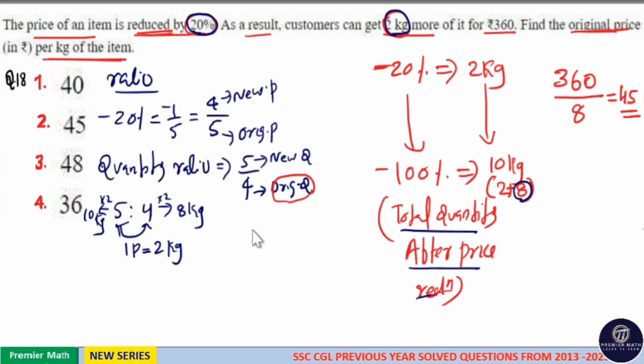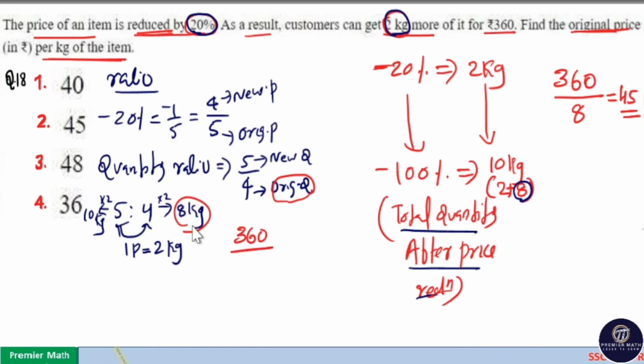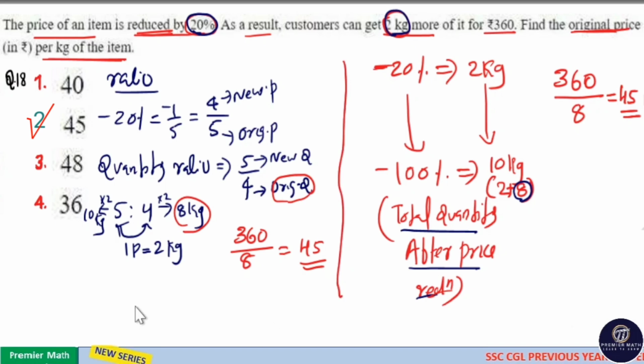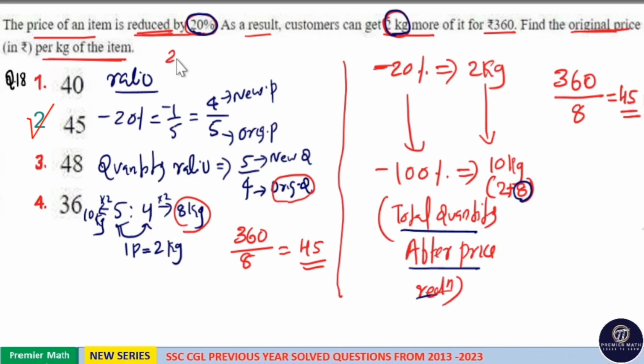Original quantity is 4 parts, which is equal to 8 kilograms. So total price is 360 rupees and original quantity is 8 kilograms. So 360 by 8 is equal to 45 rupees. So in this way you can also calculate. So you have two methods. This is the second method. I think the first method is more simple.